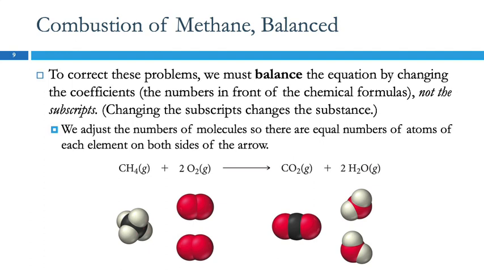Any questions about that? Wouldn't you have like an extra oxygen still, or? No, we don't have an extra oxygen still because here we've got two O2s. So there's 1, 2, 3, 4 of the red ones. And then there's 2 over here and 2 over there.